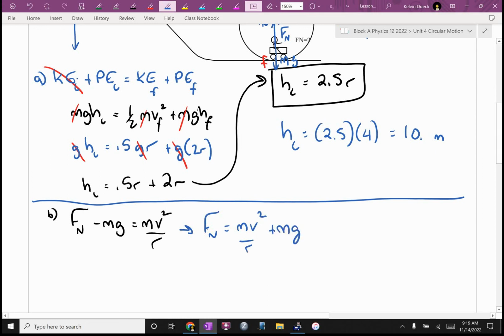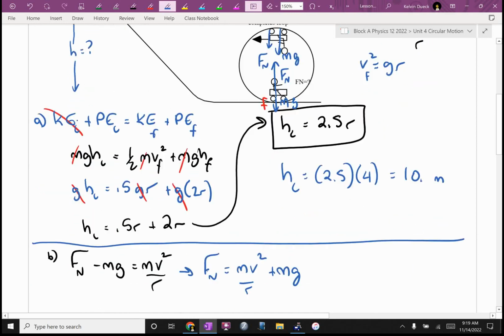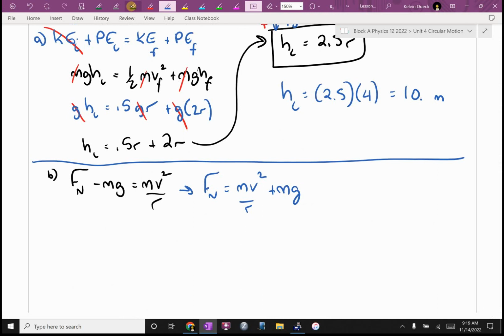Problem. I don't know the speed. Wait a minute. Is there a change in height? Is there a change in speed? Is there a yucky curvy path? I can figure out the speed here. It's going to be conservation of energy, so it's going to look like this: KE initial plus PE initial equals KE final plus PE final.